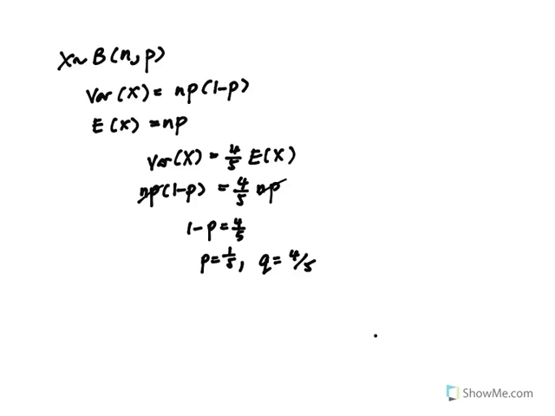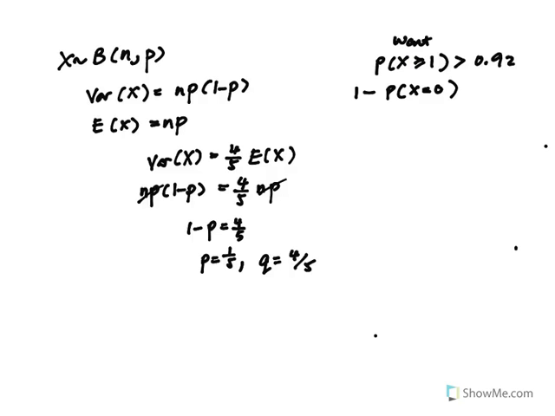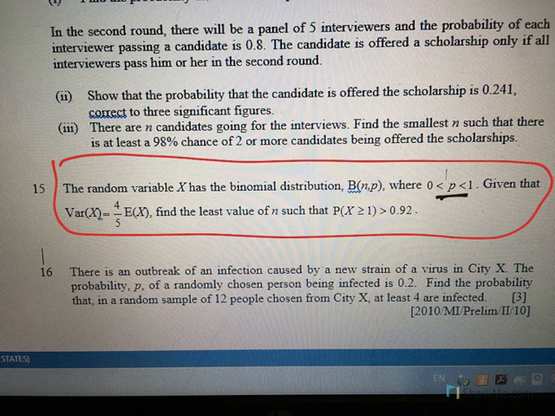Next, we want to find the least value of n such that the probability of X greater than or equal to 1 is more than 0.92. If we think about this, we want to convert this to a less-than probability. This is the same as writing 1 minus the probability of X less than 1, which is the probability that X equals 0, to be greater than 0.92. If I just arrange my terms, the probability of X equals 0 will be less than 0.08. So X less than 1 means X has to be just 0.